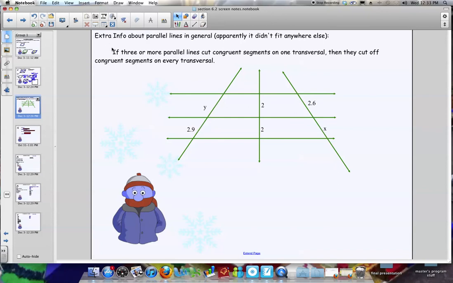And this last piece of information is a theorem, and it says if 3 or more parallel lines are cut by a transversal and one of them creates congruent segments, then all of them have to create congruent segments. Therefore, x would have to be the same as this length, so it would have to be 2.6. And y would have to be the same as this length, so it would have to be 2.9.